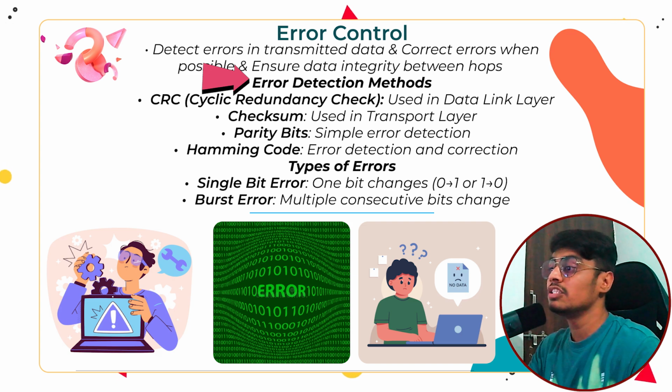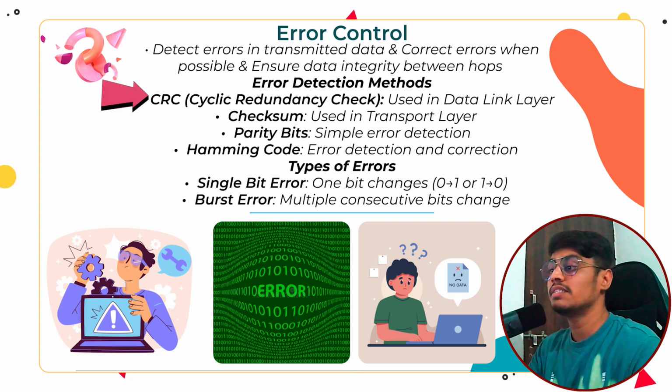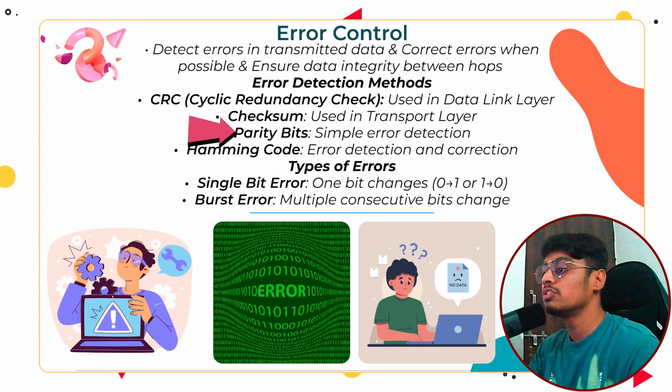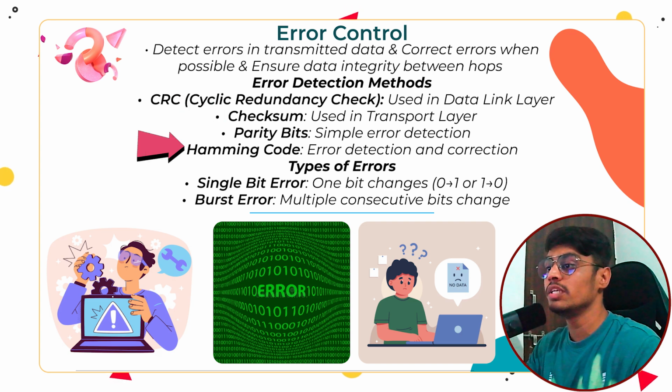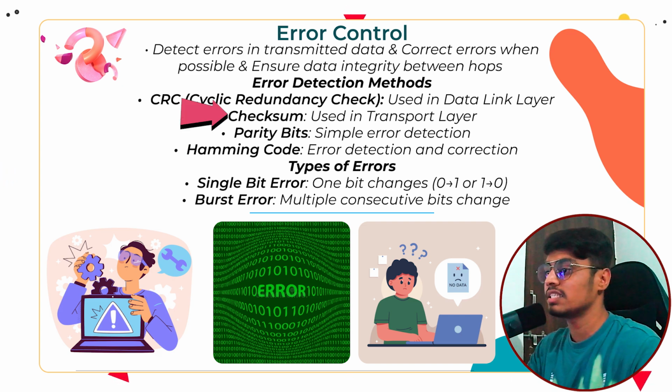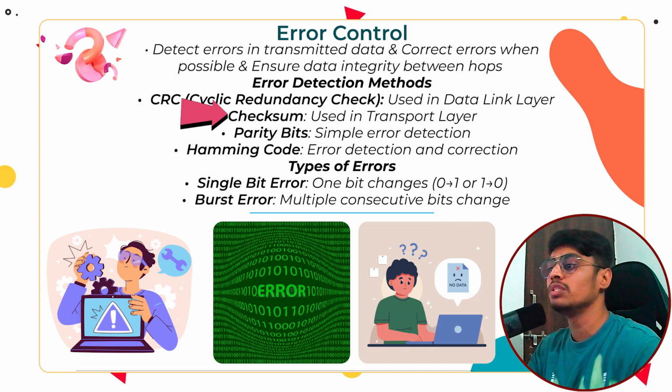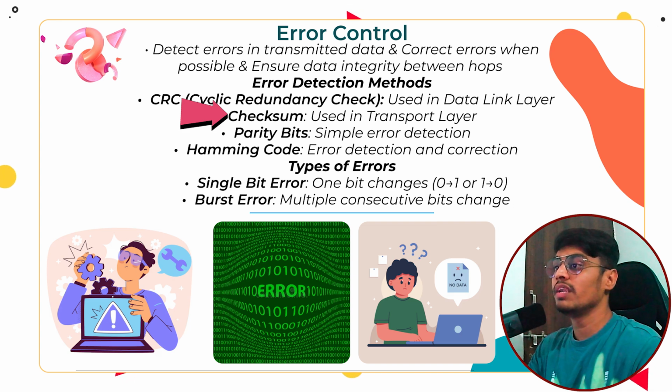There are different methods used in error control. Let me tell you the methods first. One is CRC, cyclic redundancy check, and another is checksum. We also use parity bits here. Hamming code is also used for error correction. But the major methods are CRC and checksum. Out of these, CRC is primarily used in the data link layer and checksum is primarily used in the transport layer. We will discuss these methods in detail in our upcoming videos.